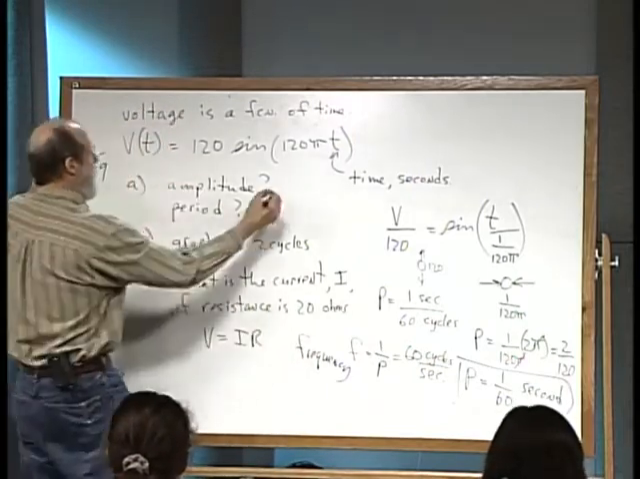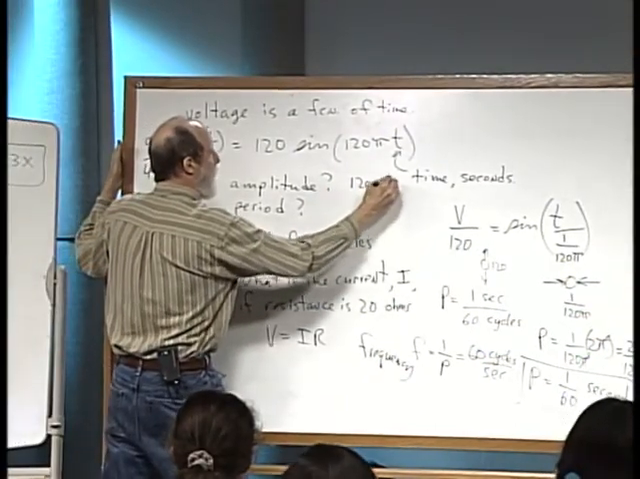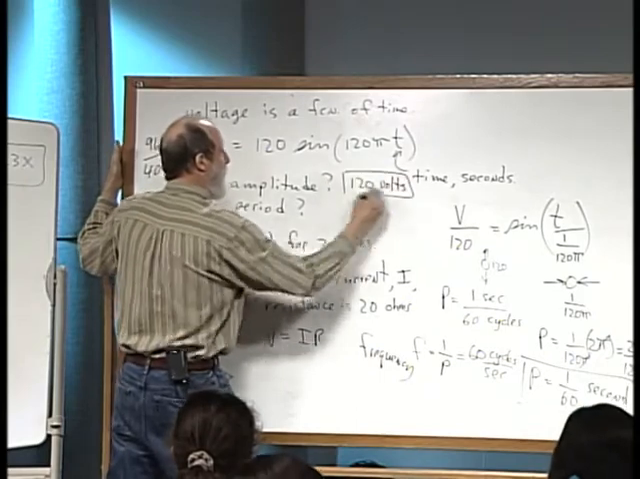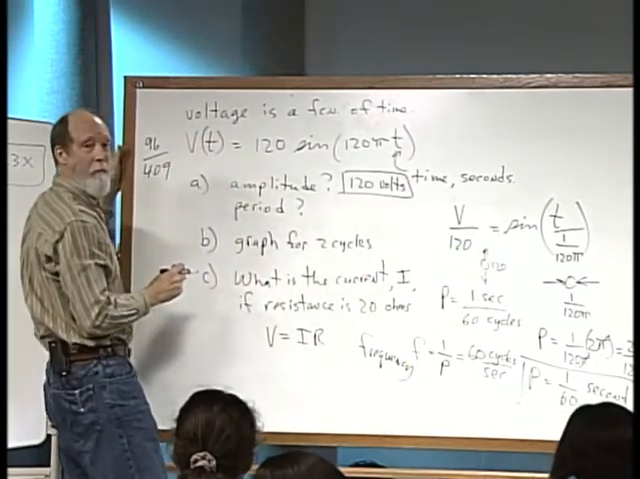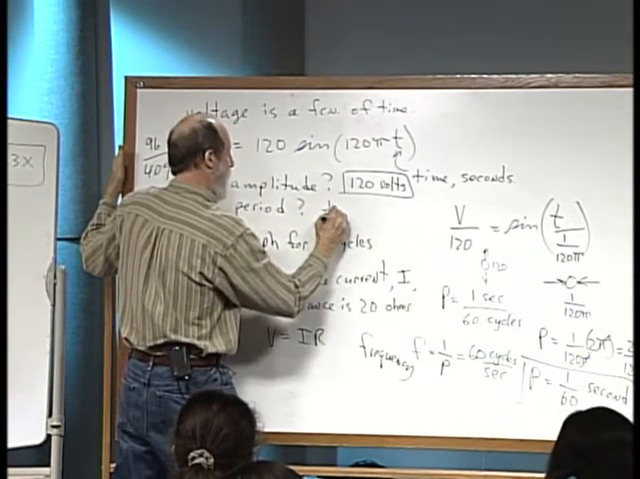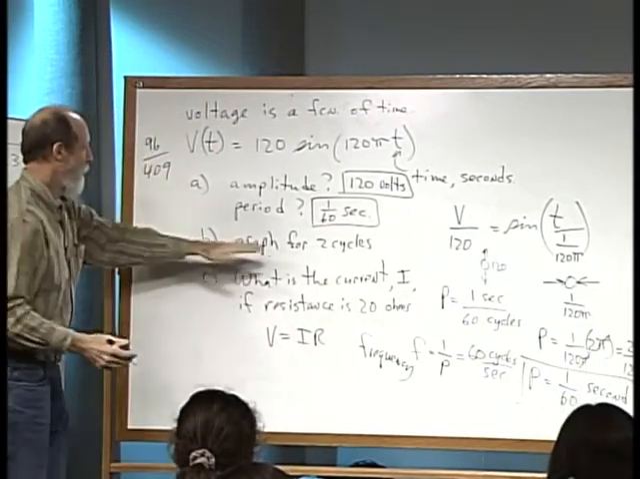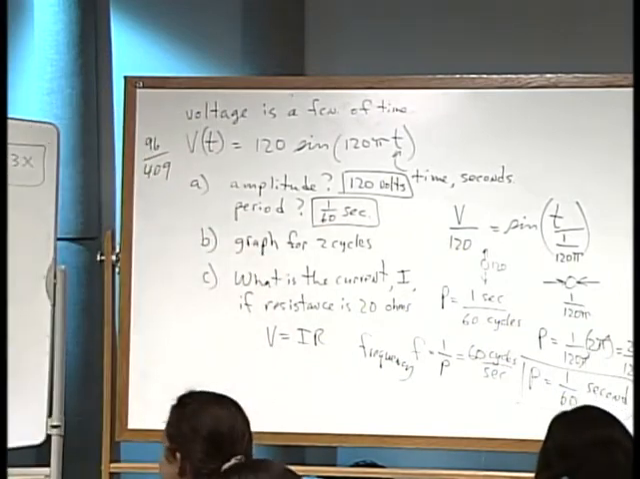So we got the amplitude. Let's answer the questions here. 120 volts is the amplitude. And the period is 1/60th of a second. They want us to graph 2 cycles. Let me come back to the other board here.